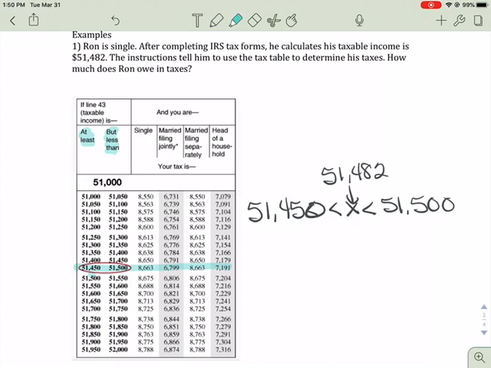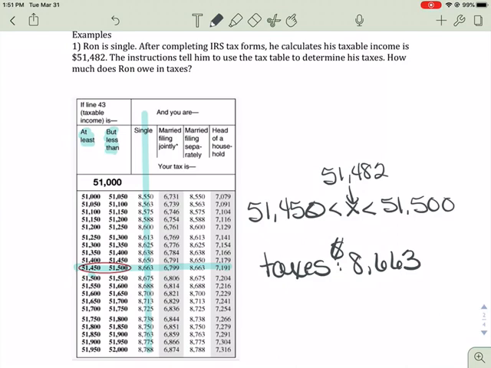So if you notice, I went across, and one of the things that it did say is that he's single, so I'm going to go to the single column up there, and I'm going to go down. And right where those two highlights intersect is going to be where his taxes are. So he's going to owe $8,663. And that's how much taxes he owes.